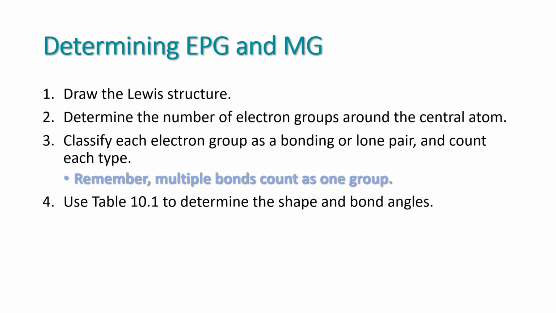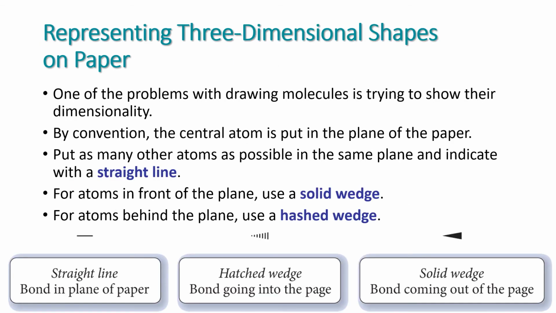So how do we determine these two things? We already practiced determining EPG. Again, remember EPG and EG are the same thing. We already practiced determining EG. Now let's practice determining the MGs. So it's almost the same process. You draw the Lewis structure, you determine how many electron groups you have around the central atom, and then you determine how many are bonding versus lone pair, and then we use that table and just determine the shape and the bond angles.